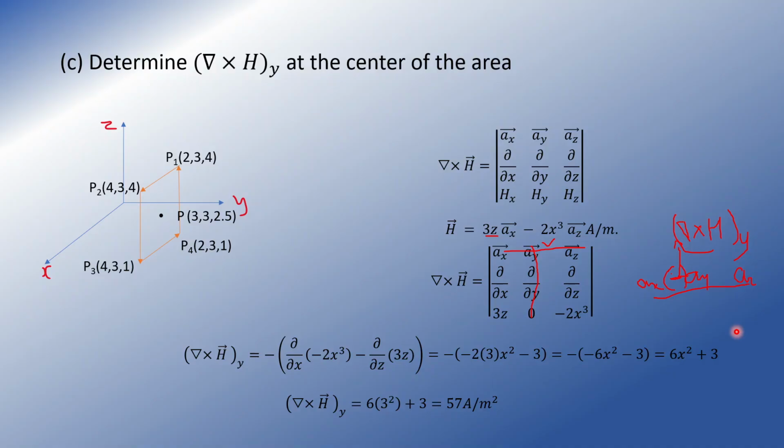Because the point form of Ampere circuital law, which is curl of H, gives us current density. The unit for current density is ampere per meter square. So this is the solution of the numerical, which is asked in 3 parts. I hope the solution is very clear to all. Let us move on to the next numerical task that was assigned to us.